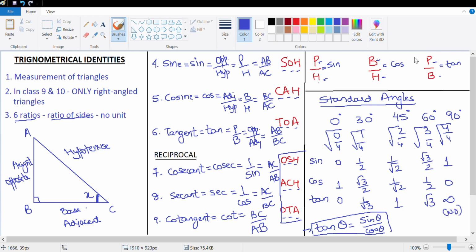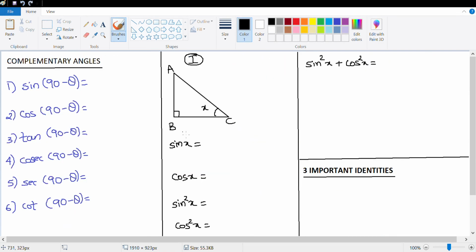Perfect. So this is a quick revision of what we did last year. Let's look at the next thing. So last year we also talked about complementary angles. So ratio of complementary angles. This year this is not in your syllabus, but I'll take 1 minute to quickly revise what we've done last year. So sine of 90 minus theta is equal to cos theta.